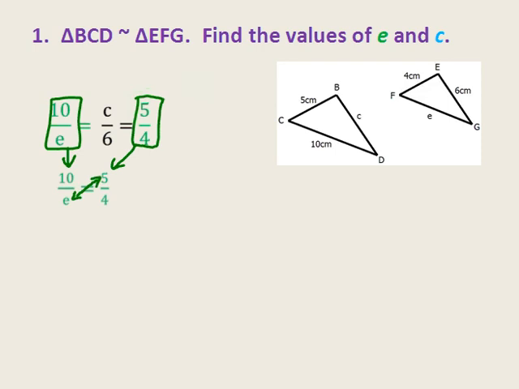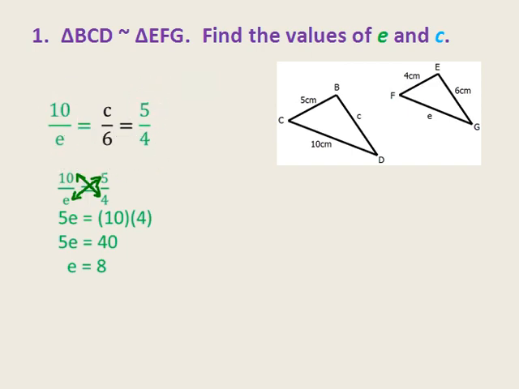5 times E is going to equal 10 times 4. Okay, so right there. All right, and that's just 40. Now to find E by itself, I'm going to divide each side by 5, and I get E is 8. So the math itself is actually quite simple. It's just the setting up of the fractions.